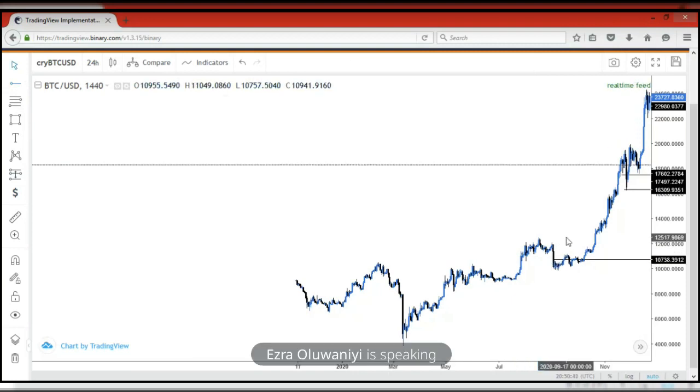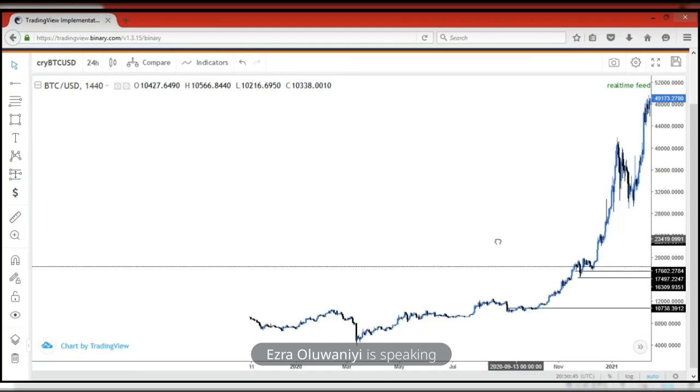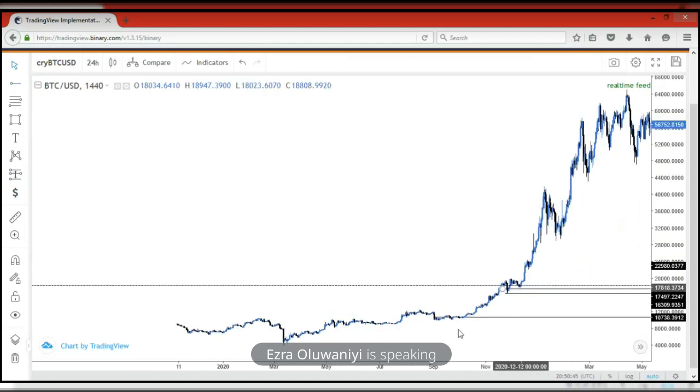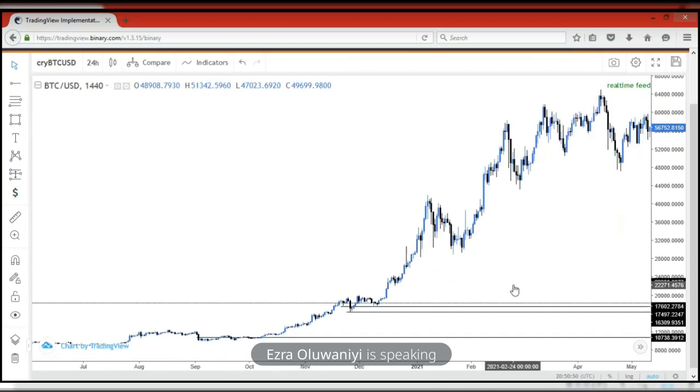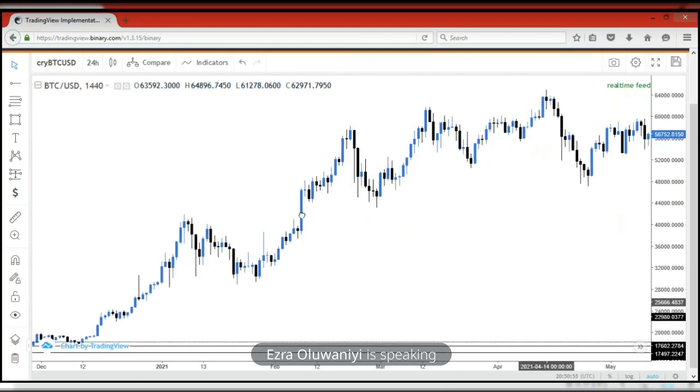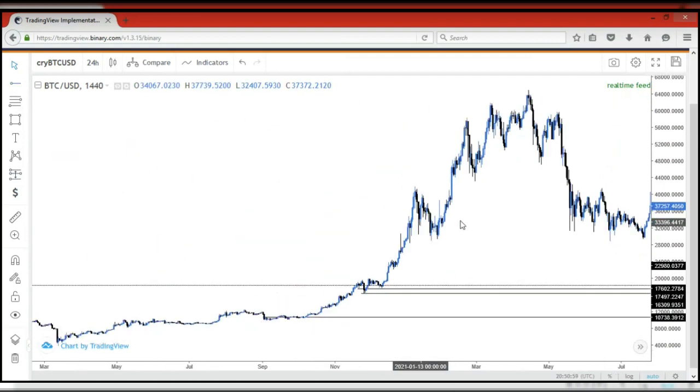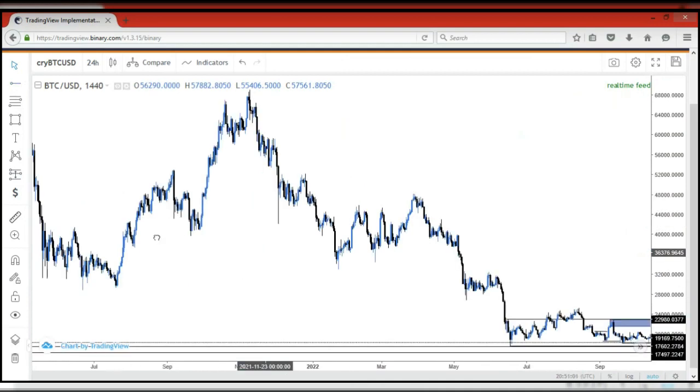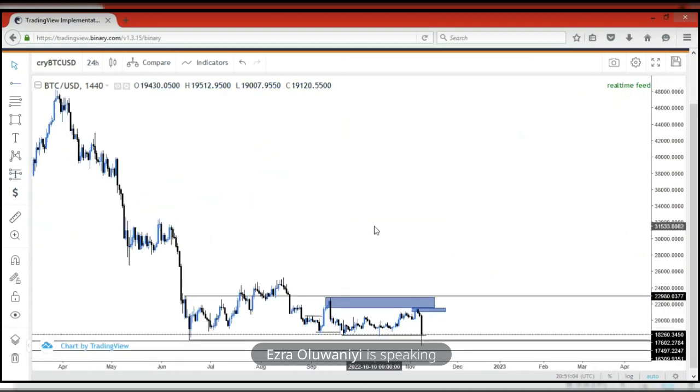This is where you are targeting. All right. So if this place gets broken, then straight down to 10K. But if this place does not get broken, then let's just hope for all the best on this pair. That's what I can say.